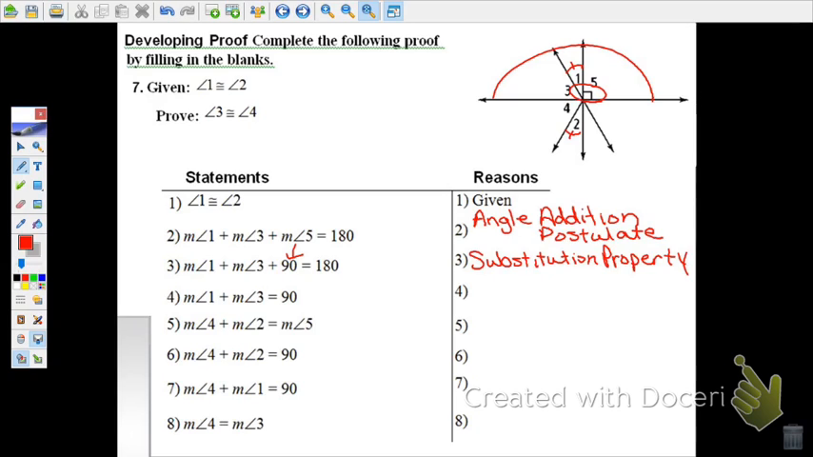Statement 4 says the measure of angle 1 plus the measure of angle 3 equals 90. I am subtracting 90 from both sides, so I'm using the subtraction property.